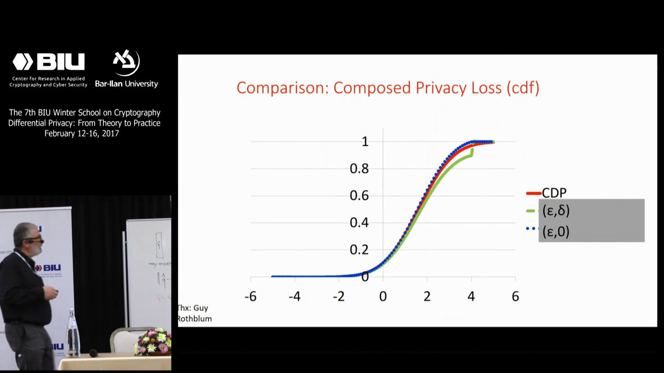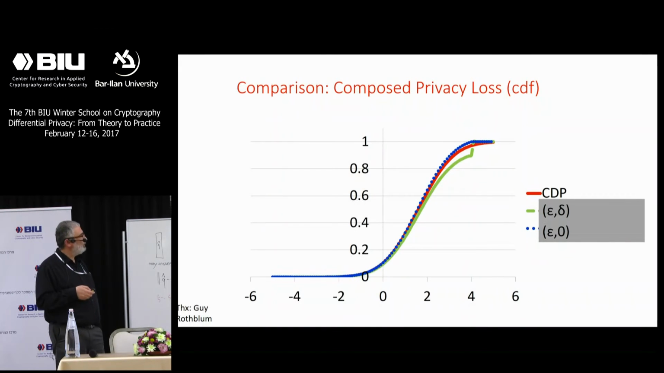This is just a picture to compare what happens when we compose these things. So suppose we compose many computations. You see that the red line, in a sense, almost matches what we get with epsilon differential privacy. So this is what we expect to get in the result of the privacy loss that we have if we execute many computations. The overall privacy loss is going to be very similar whether we begin with epsilon differential privacy or with concentrated differential privacy.